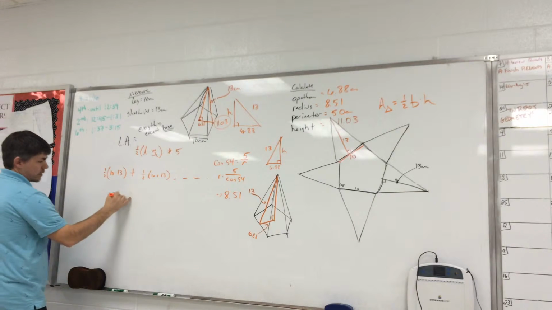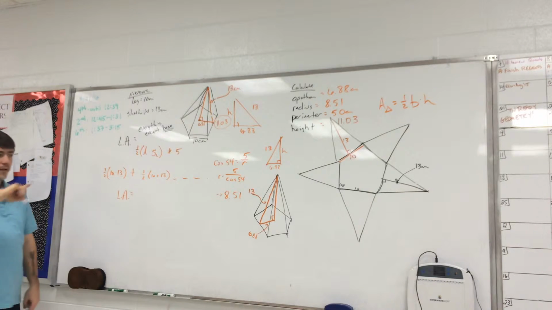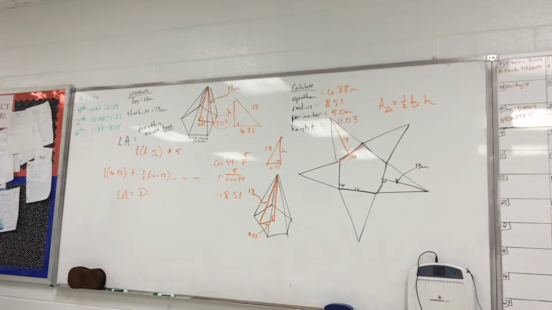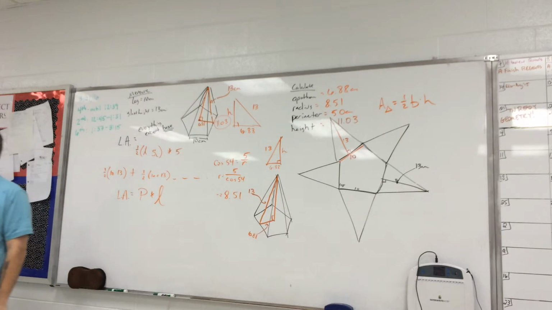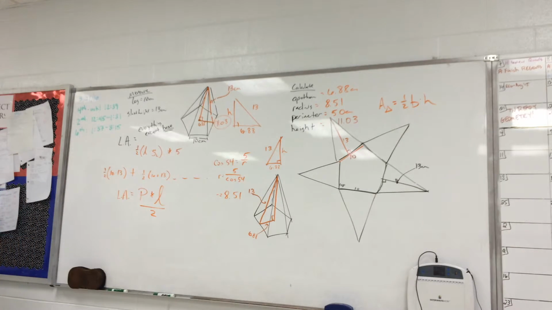So why don't you do this? The lateral area is simply the perimeter of the base. Capital P means perimeter. Perimeter of the base times slant height, cursive L. Slant height is the cursive L. I abbreviated it with an S a while ago. I shouldn't have. Slant height is a cursive L. And then divide by 2.